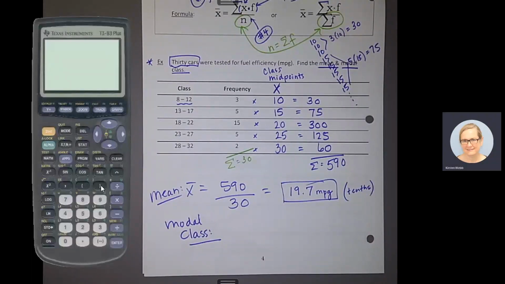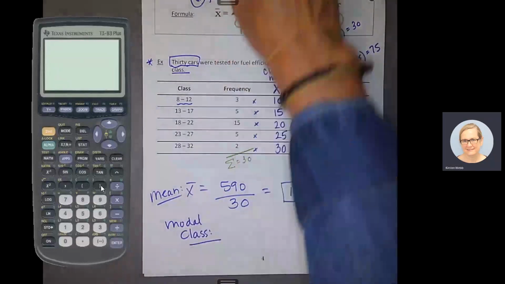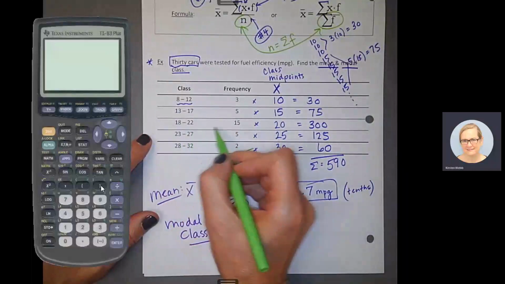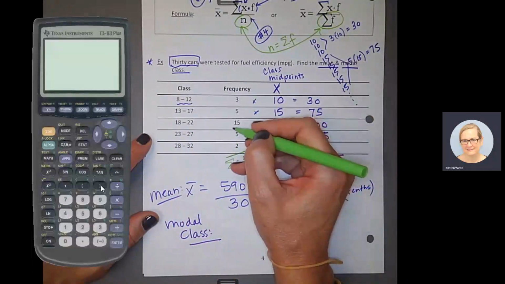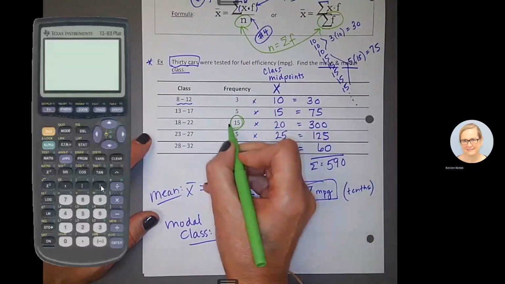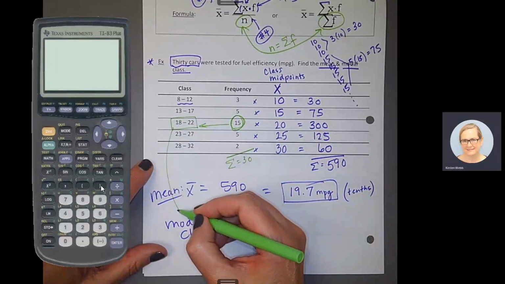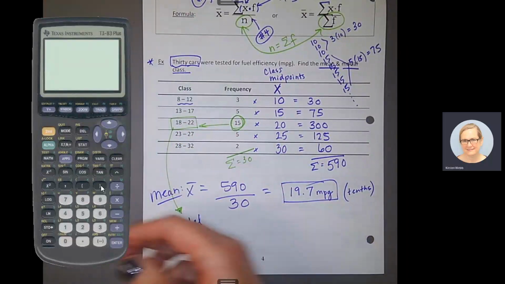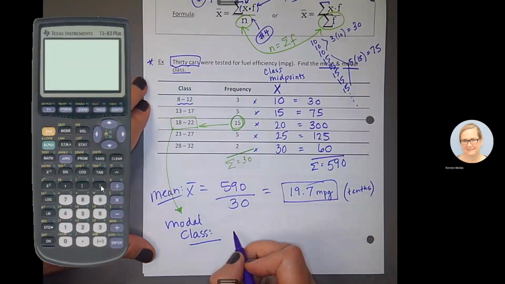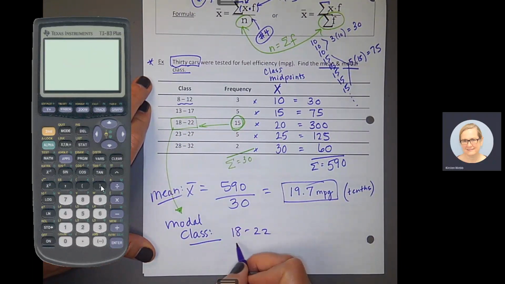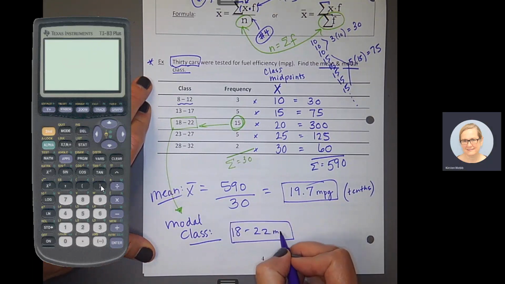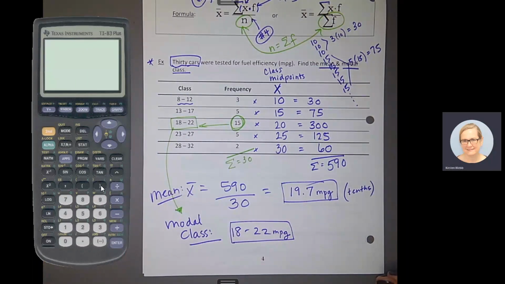That the mode was the data value that occurred the most, or in other words, with the highest frequency. Modal class is the class that has the most or highest frequency. That's right. So out of our frequencies, 15 is the highest, isn't it? And that goes with 18 to 22. So that's our modal class, the one with the most in it, like in this case, 18 to 22. We could put our unit with this answer also, 18 to 22 miles per gallon.